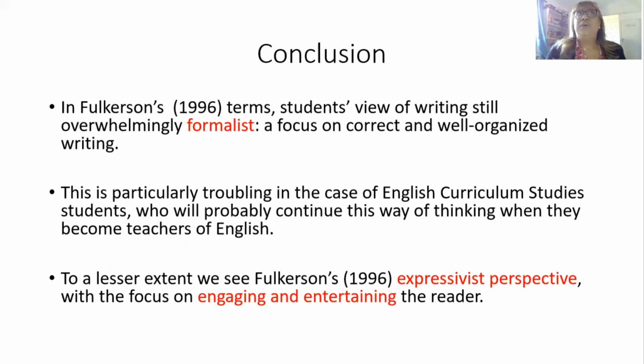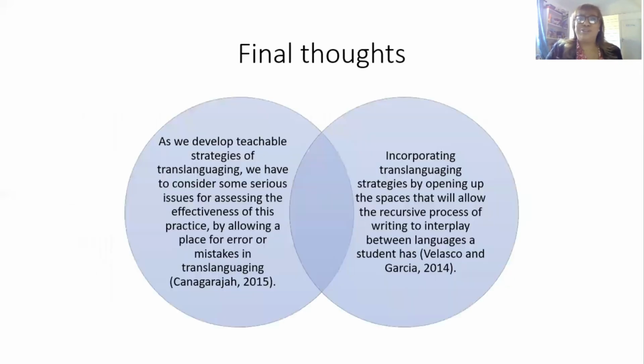And I also think maybe we need to bring in topics that are of interest to the students, because a lot of students wrote that they get stuck when they're writing on a topic that they don't know or have no interest in. And I think maybe we need to start bringing in more topics that are of interest to the students. So as Suresh Kanagaraja says, as we develop teaching strategies of translanguaging, maybe we should consider some serious issues of assessing effectiveness of this practice by allowing place for error and mistakes in translanguaging. And then I think by incorporating these translanguaging strategies, we are opening up the space that will allow for the recursive process of writing to interplay between the languages a student has.